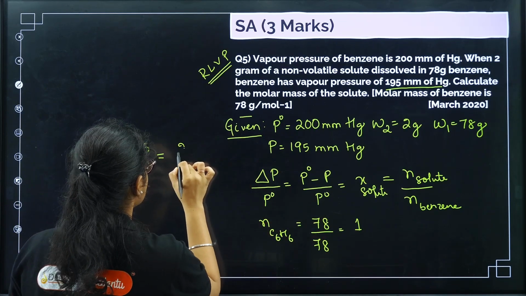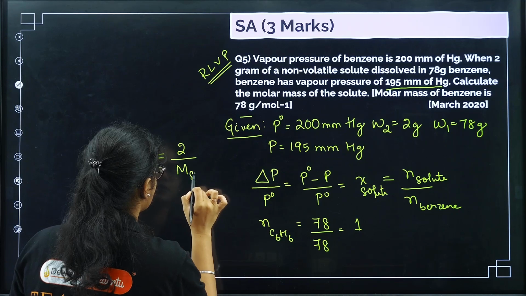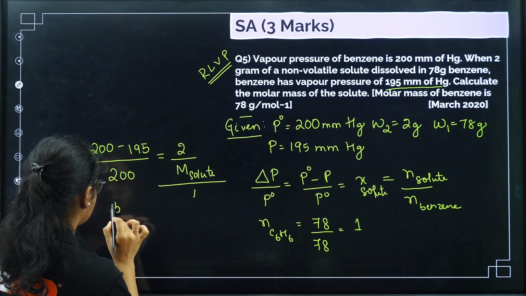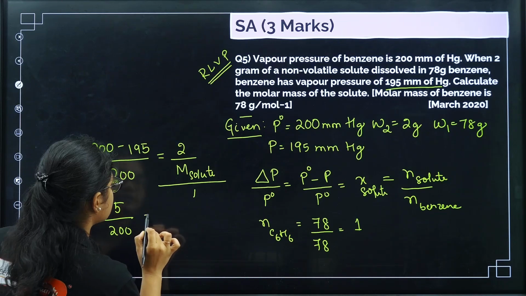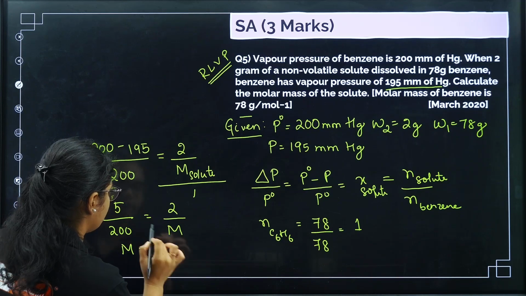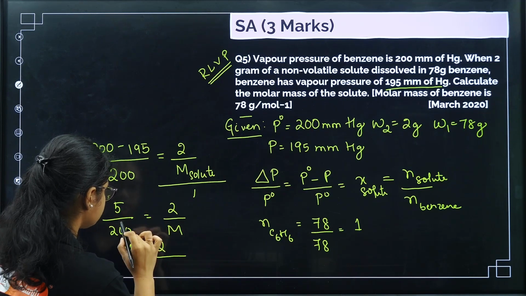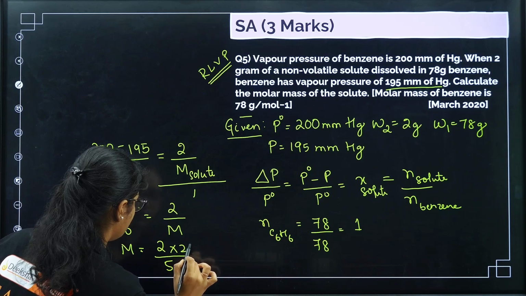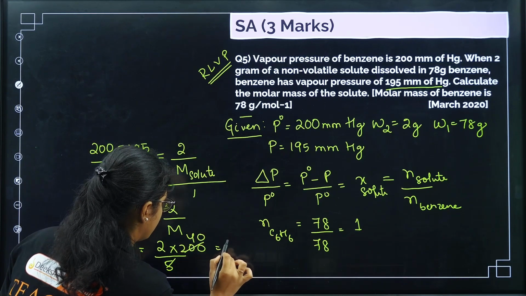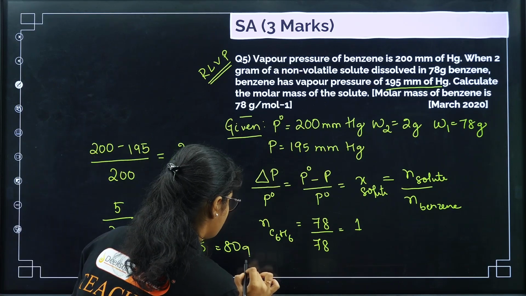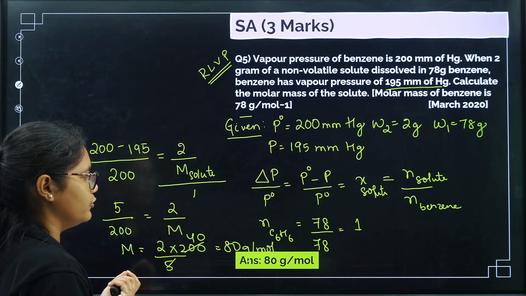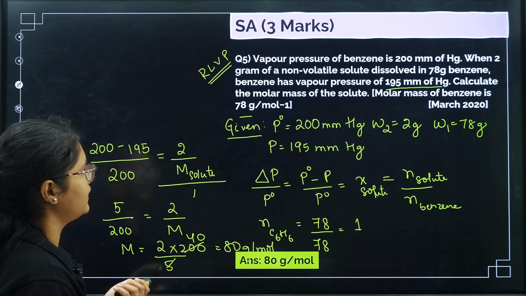So given mass is 2, molar mass I need to calculate, divided by 1. So I'll get 5 by 200 is equal to 2 by M, right? So now what will be M here? M will be 2 by 5 into 200. If you solve this, we'll get 80 gram. So molar mass is 80 gram per mole. So the correct answer is 80 gram per mole, right? Very simple and easy question again.